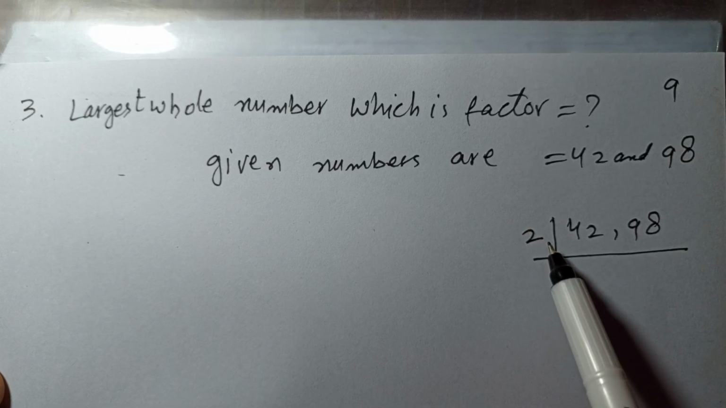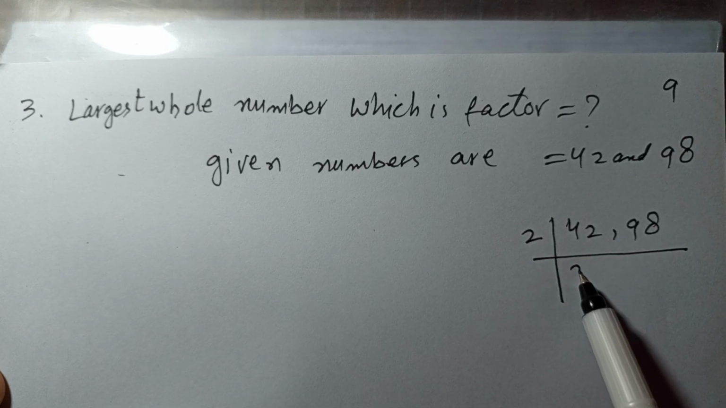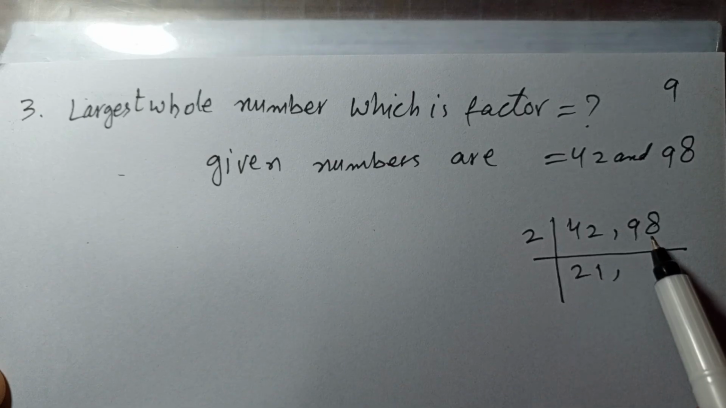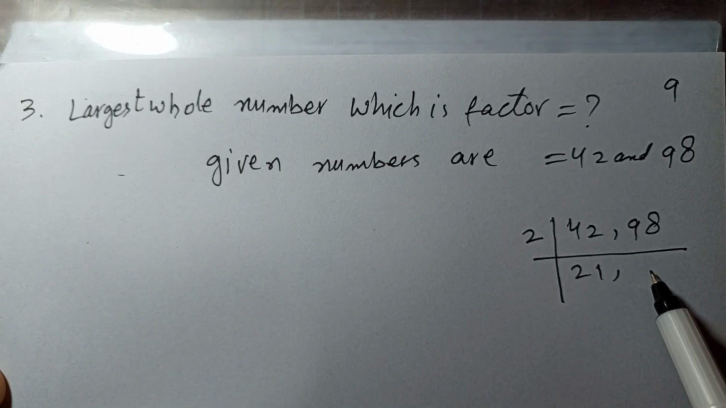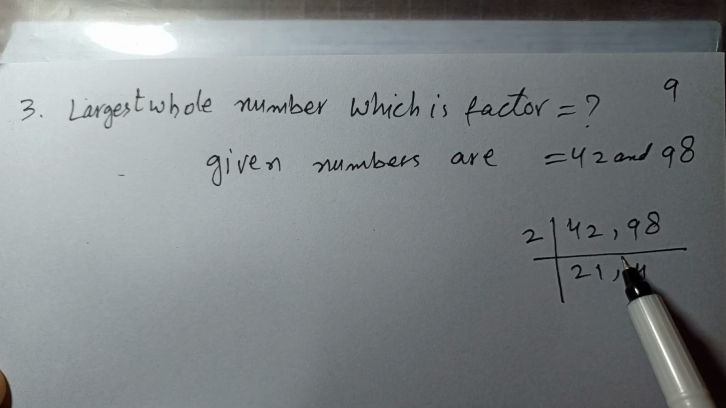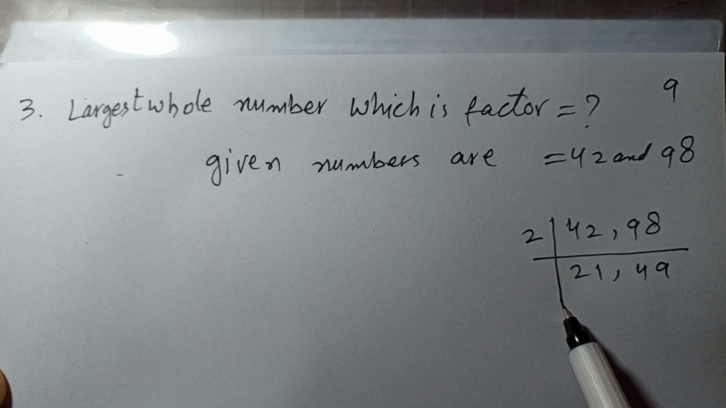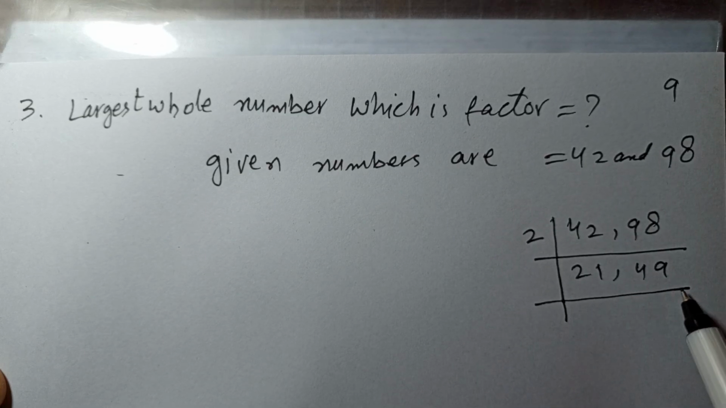So I am going to divide by 2. When 42 is divided by 2, 2 2s are 4 and 2 1s are 2. And 98 when divided by 2, 2 4s are 8 and 1 carry 18, 2 9s are 18, 49 here. Now which number can divide both?